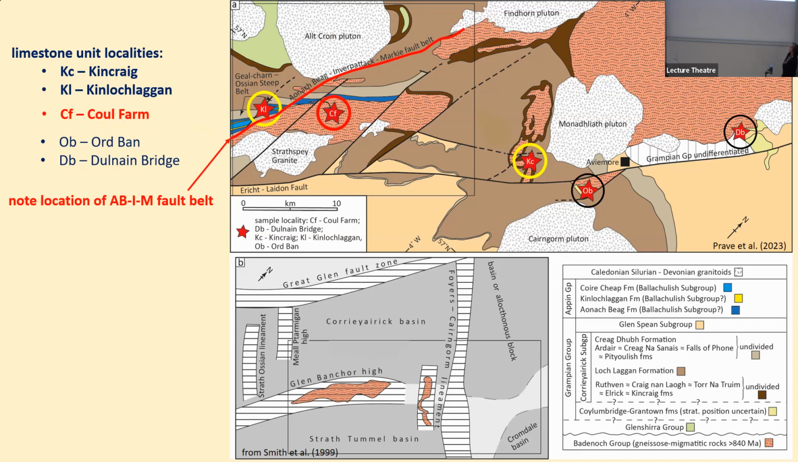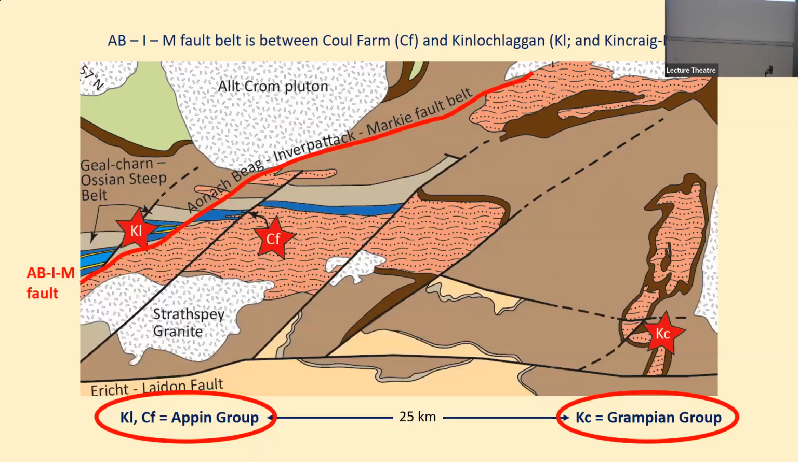I have trouble pronouncing words in English, so I'm not going to pretend I'm going to pronounce Gaelic words correctly. Graham, you might be able to, but I assume this is the Anik Bayag Inverpatic Marquis fault zone. I'm just going to call it the ABIM fault zone. And here it is, just to blow it up and have this in your mind. We have rocks interpreted as the Appin group limestones, the Kinlochlogan and Cool Farm, and what everybody agrees is Kincraig, these Grampian group rocks, separated by the ABIM fault zone.